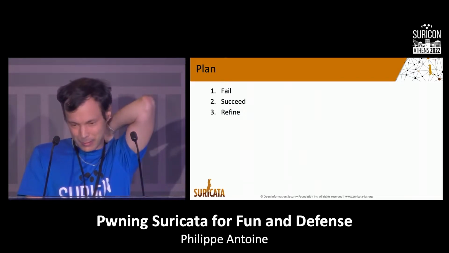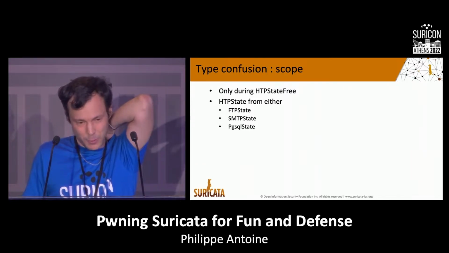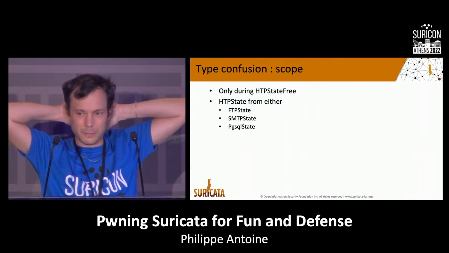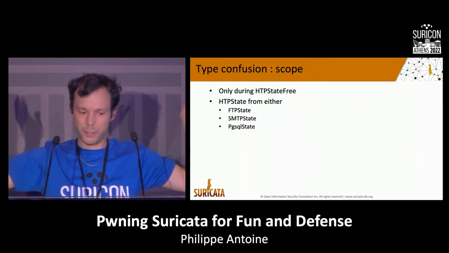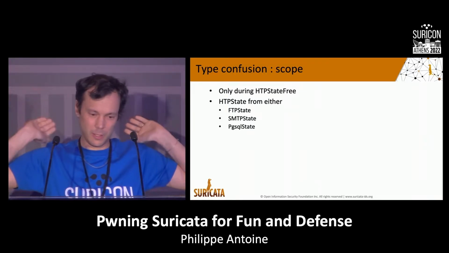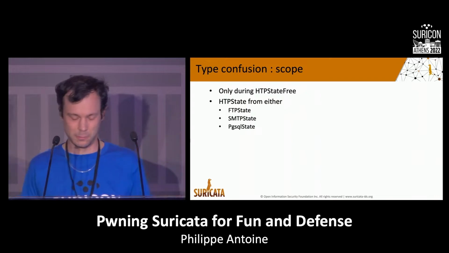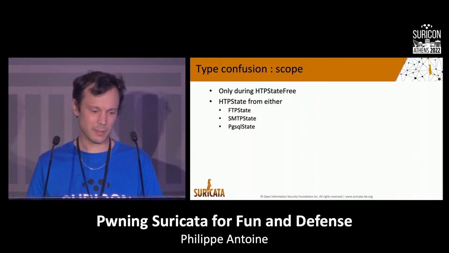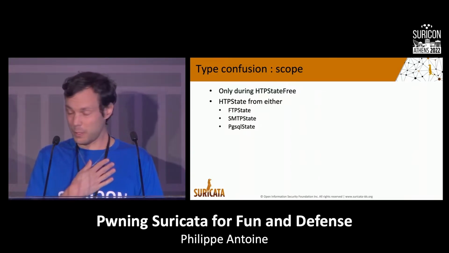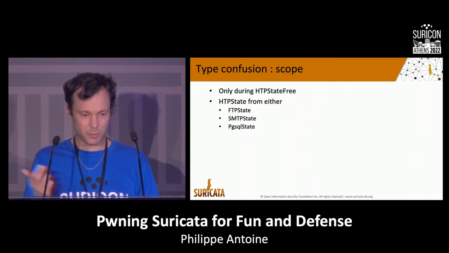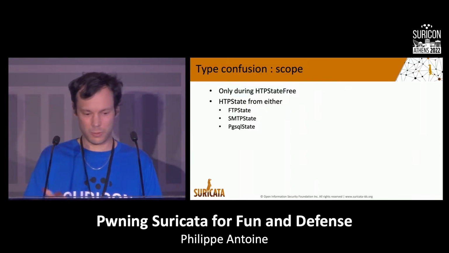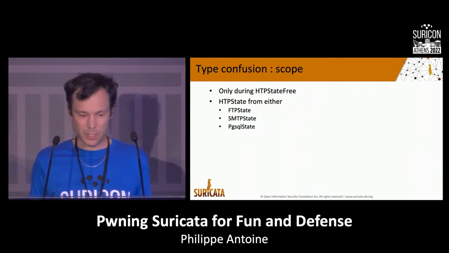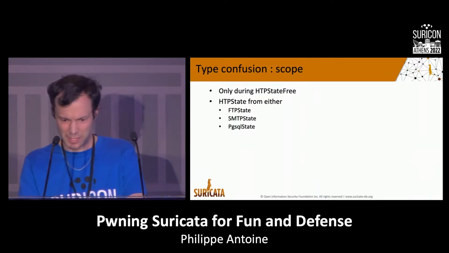So here the scope of the vulnerability, which is a type confusion, is quite small in time. There is only one function, which is HTTP stage 3, that will use the corrupted argument. We cannot do anything else with it, but as an attacker, we have some freedom about what to choose. We can choose either FTP, SMTP, or PostgreSQL state and try to mock it as a HTTP state.